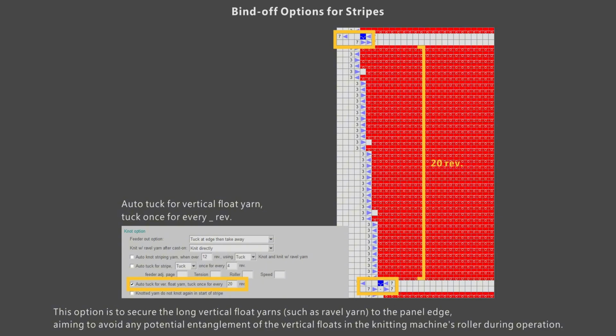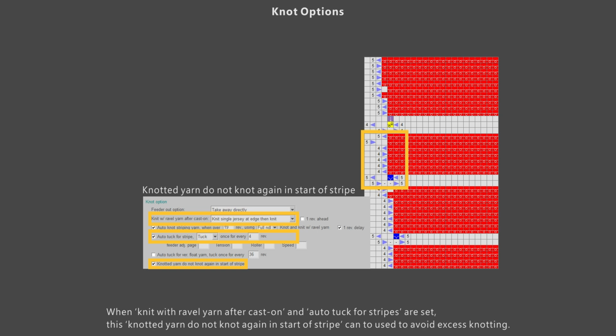This option is to secure the long vertical float yarns, such as ravel yarn, to the panel edge, aiming to avoid any potential entanglement of the vertical floats in the machine's roller while knitting. When knit with ravel yarn after cast on and auto tuck for stripes are both set, we could check this option to avoid excess knotting.